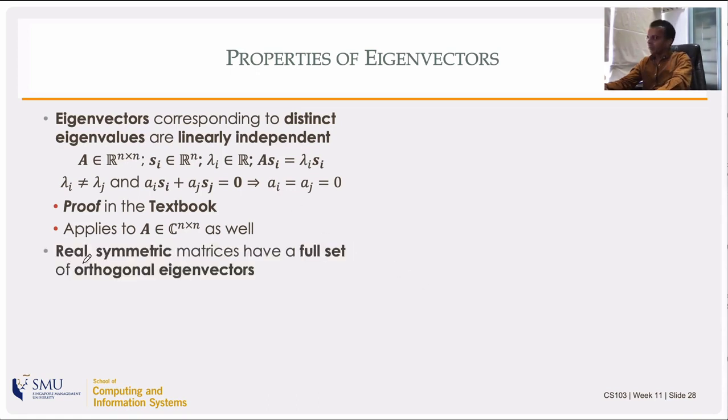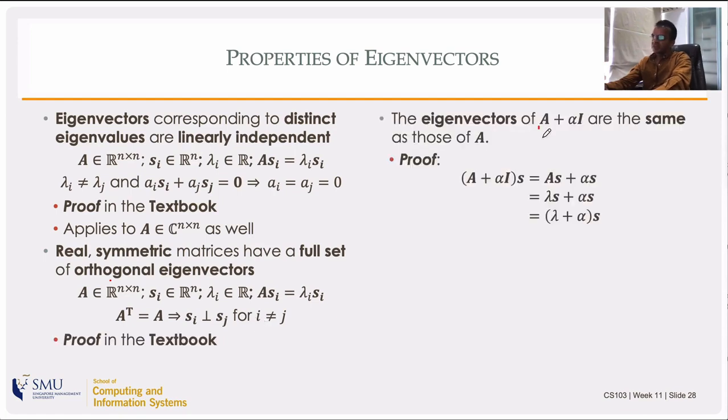Another thing that we mentioned earlier, real symmetric matrices have full set of orthogonal eigenvectors, and that means if A transpose is equal to A for a real symmetric matrix, then the eigenvectors are orthogonal to each other. Again, proven in the textbook. The eigenvectors of a shifted matrix A plus alpha I are the same as those of A. So we proved this. A plus alpha I times S is going to be equal to lambda plus alpha times S. So eigenvalues get shifted by the same factor, alpha, but the eigenvectors are the same.